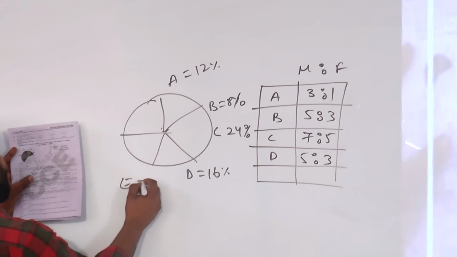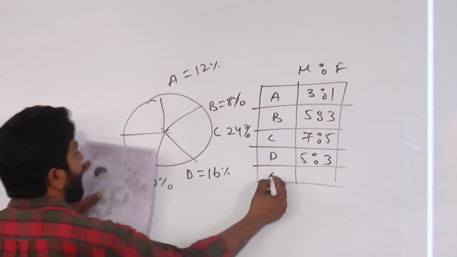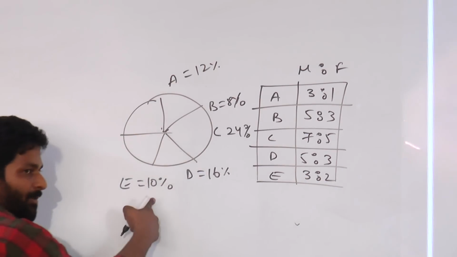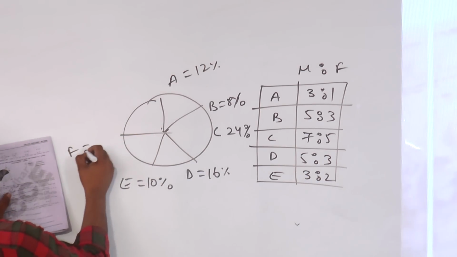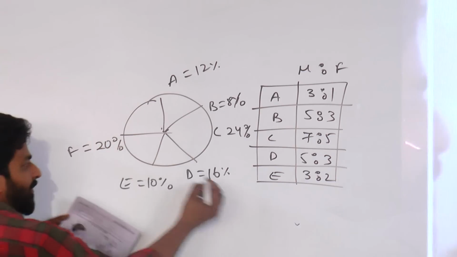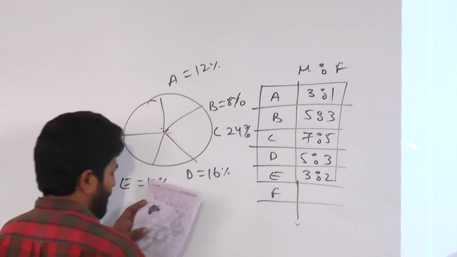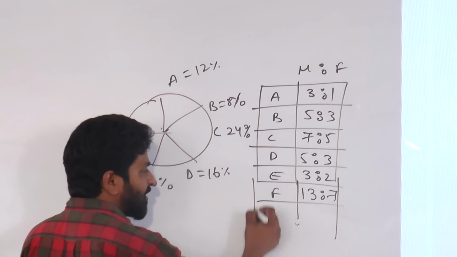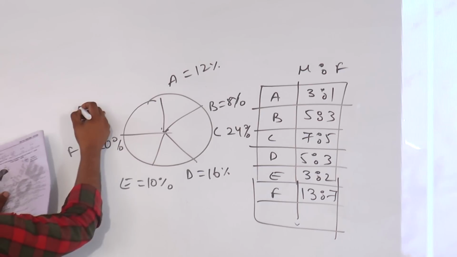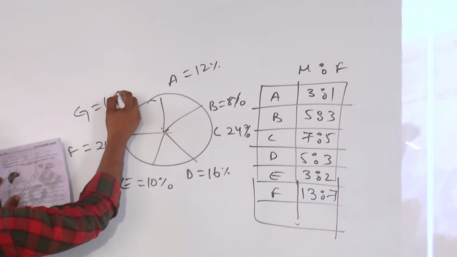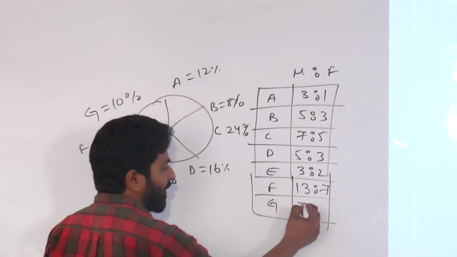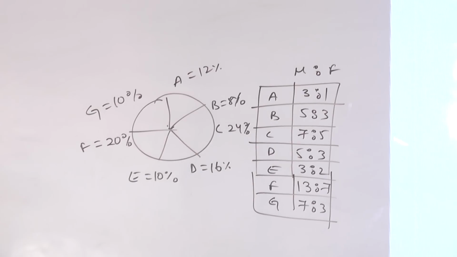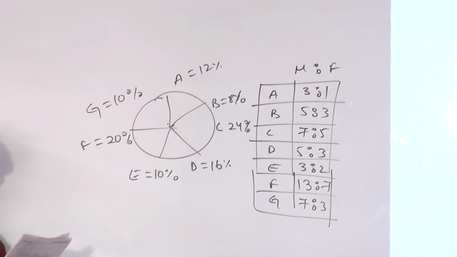Next E 10% and E in ratio 3:2. 5 parts 10%. Conversion would be easy. Next F 20%. F in ratio 13:7. Again 20 parts 20%. And then G 10% you have and here ratio 7:3. 10 parts 10%. 1 part 1%. Conversion would be very easy. Which question?